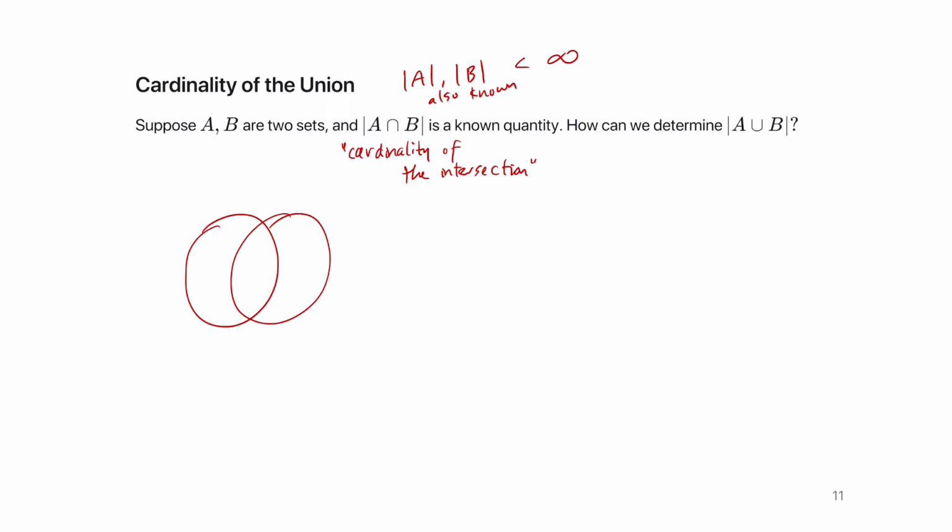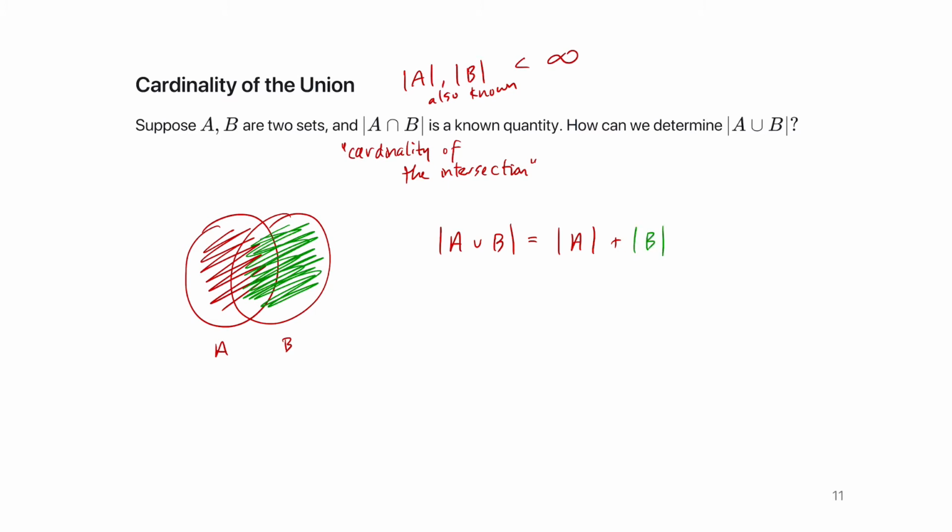Exactly. So let's visualize this. If we wanted to count the number of elements in the union of A and B, a good way to start would just be adding the number of elements in A and the number of elements in B. So why don't we do that? First we'll add the number of elements in A. So the cardinality of A union B is the number of elements in A plus the number of elements in B, right?